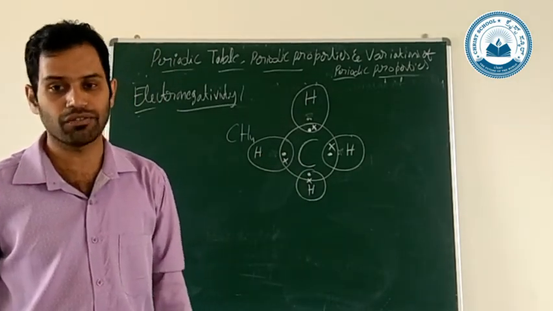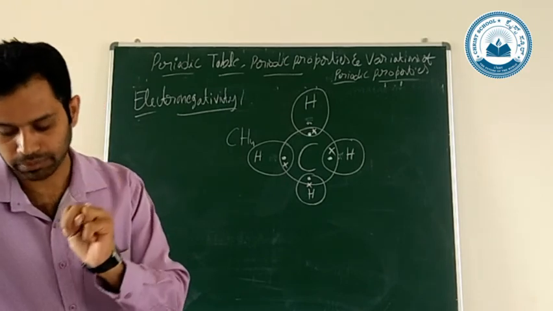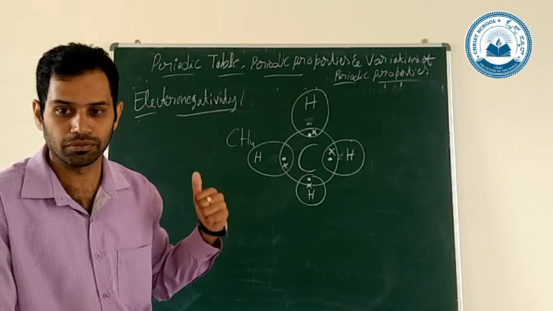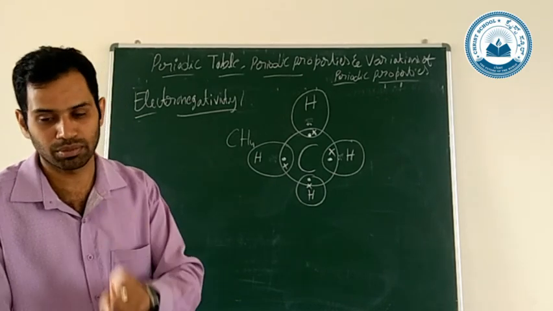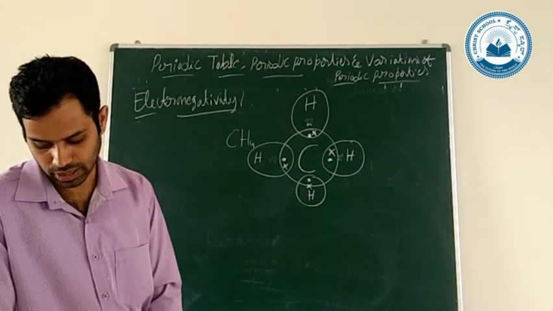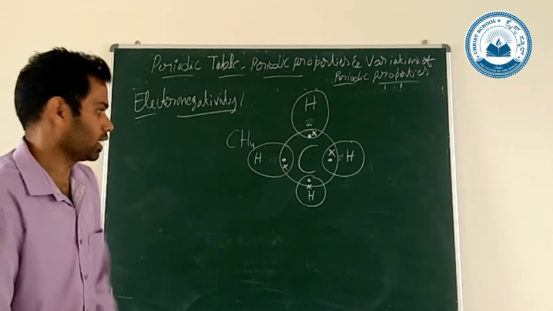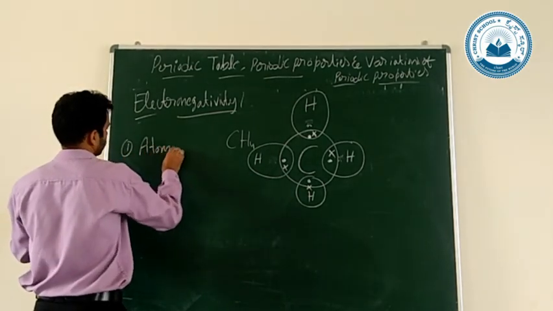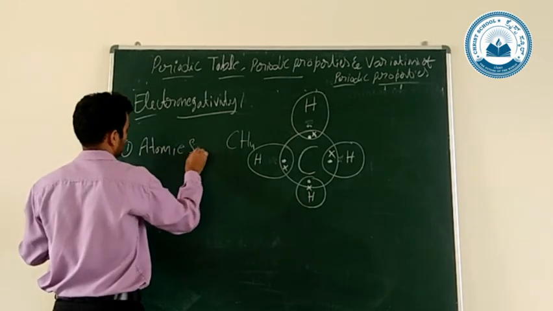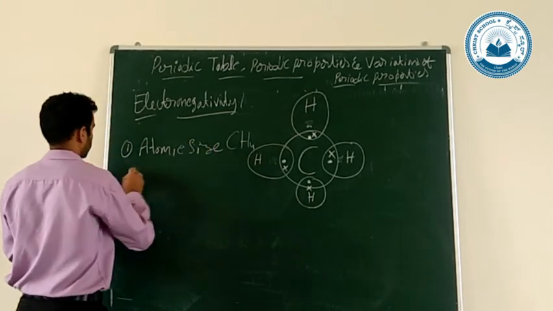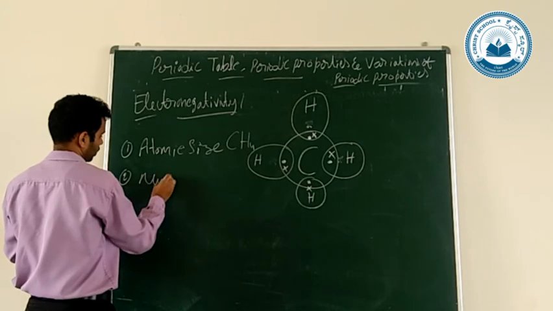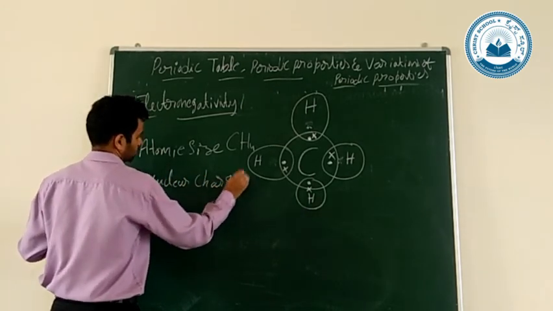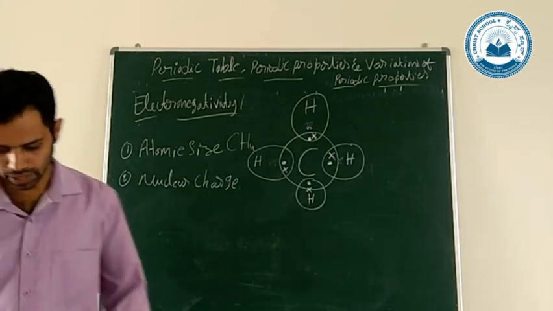Electronegativity depends on two factors, same as the previous properties we learned. One is the atomic size, or size of the atom. The second one is the nuclear charge. Atomic size and nuclear charge.